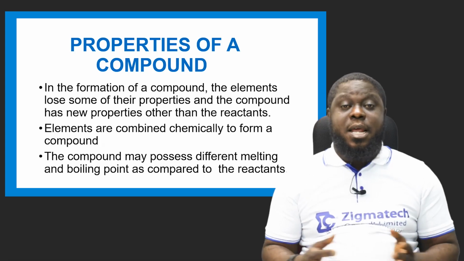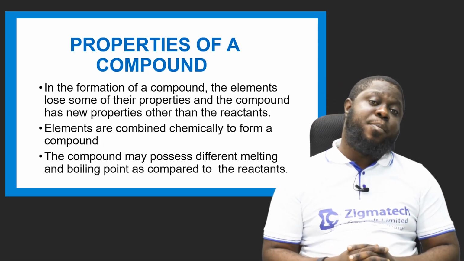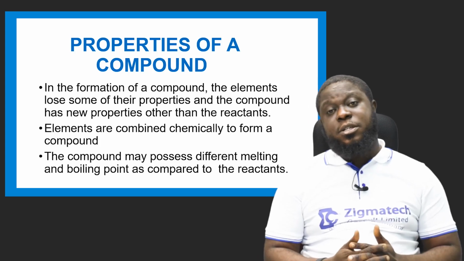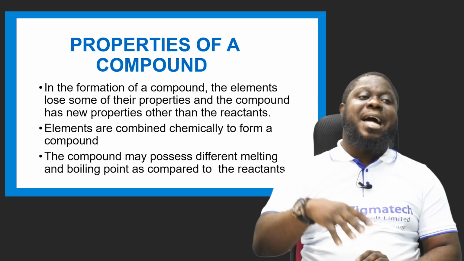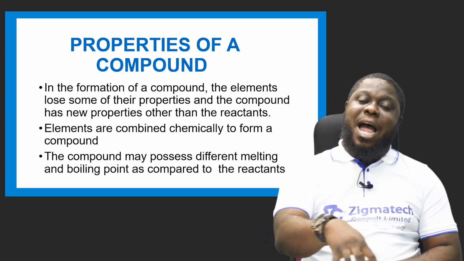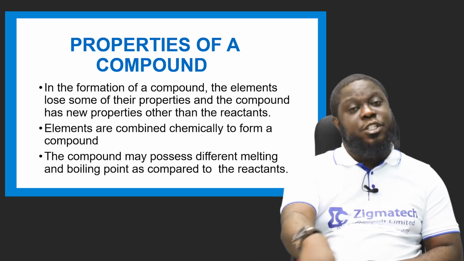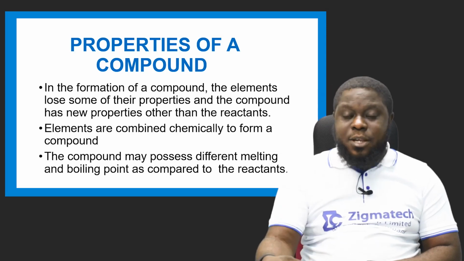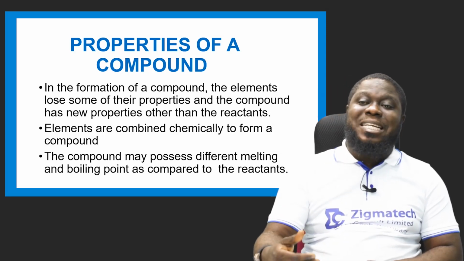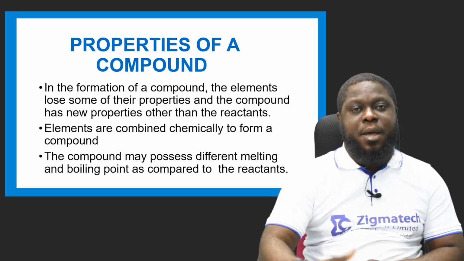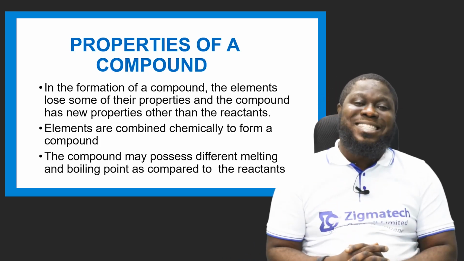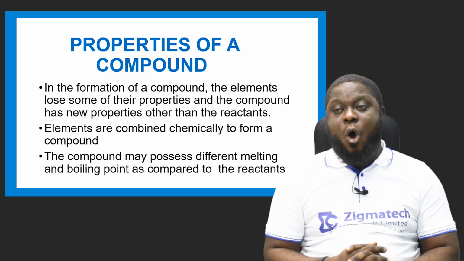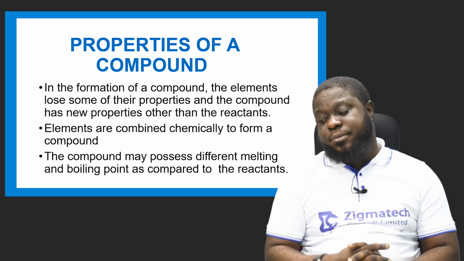Let's take, for example, hydrogen has a boiling point of 40 degrees centigrade. Oxygen has a boiling point of 30 degrees centigrade. Bring them together, water. Water cannot have hydrogen's boiling point or oxygen's boiling point. Water is going to have a boiling point that is different from both of them. Why? Because both of them do not have the same boiling point or melting point.